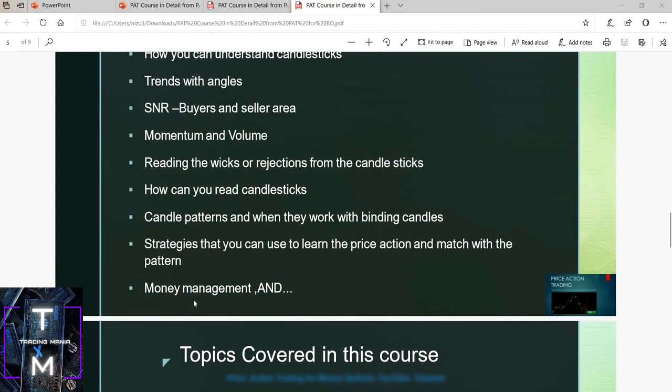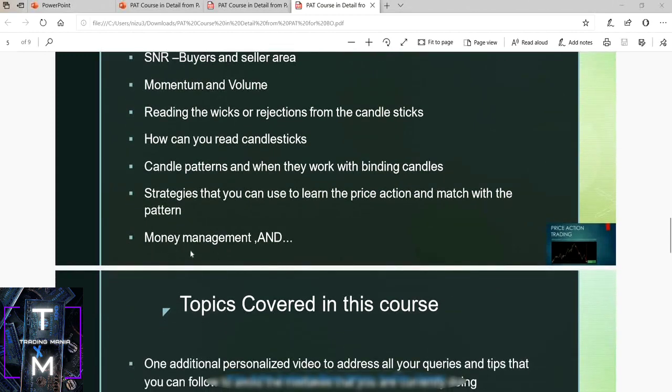I'll also be explaining the strategies that you can use to learn price action. Surely those strategies will have some indicators included in them, but that is only for learning purposes, not for trading purposes. Once you have understood how those work with price action, you will directly rely on your price action. You will not use any indicator on your charts. This is only for reading and understanding purposes. So these are strategies you can use to learn price action and match with the pattern, so at the right time, when you get the right pattern, you can go ahead with the trade.